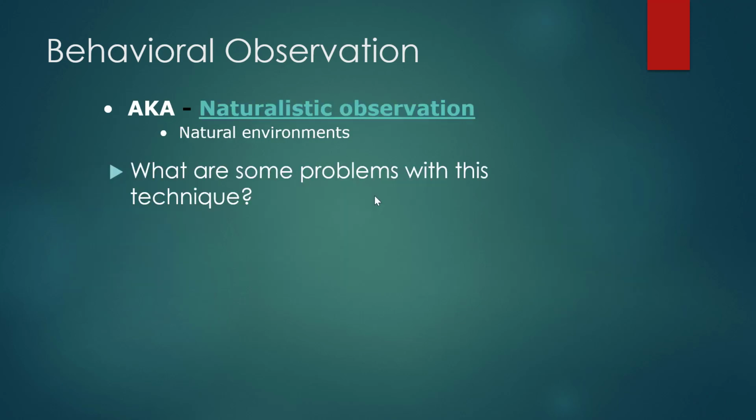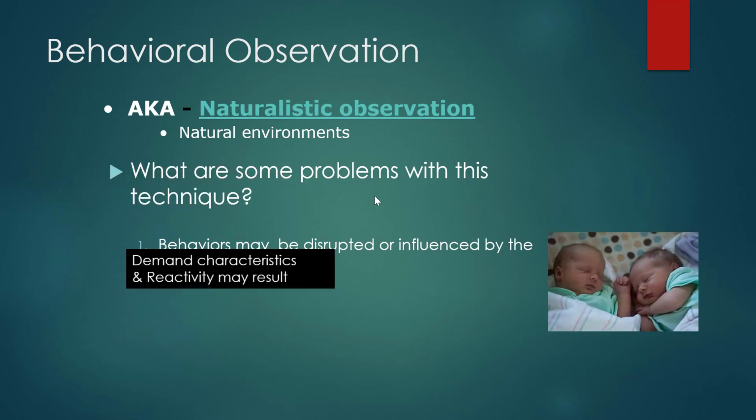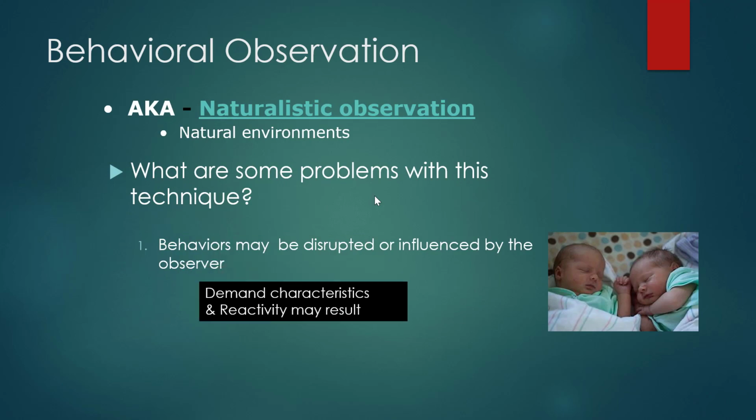Now, of course, there's going to be some problems with this technique. Behaviors may be disrupted or influenced by the observer. For example, there might be demand characteristics, which is a subtle cue that makes the participant aware of what the experimenter expects to find or how the experimenter is expected to behave. The best example I could think of is Clever Hans, the horse, who knew how to do the math problems based on little cues that his teacher didn't even know he was giving. Also, this idea of reactivity, which is a phenomenon that occurs when individuals alter their performance or their behavior due to the awareness that they're being observed.